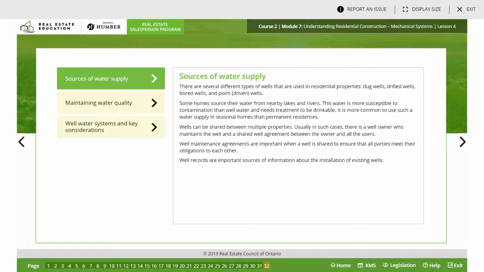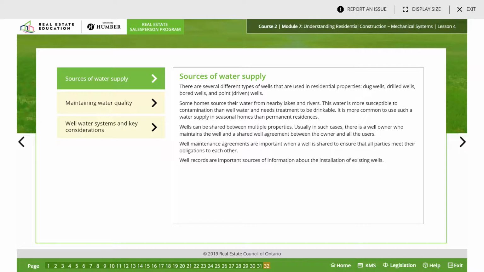This water is more susceptible to contamination than well water and needs treatment to be drinkable. It is more common to use such a water supply in seasonal homes than permanent residences. Wells can be shared between multiple properties. Usually in such cases there is a well owner who maintains the well and a shared well agreement between the owner and all other users.